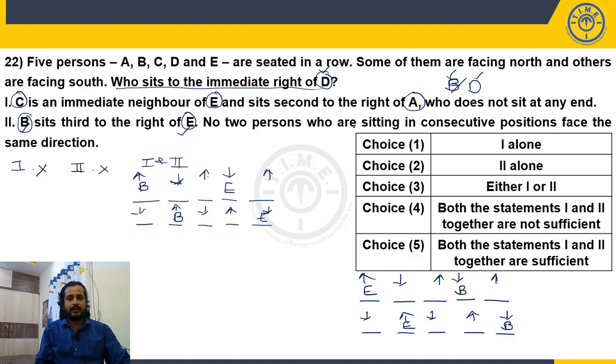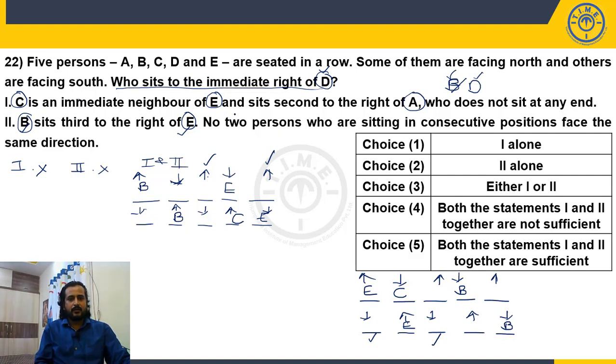But we don't know where exactly it is, but with the help of the second clue, we got this much. What is given next? C is an immediate neighbor of E. In this case, this is the only possibility for C, because C is an immediate neighbor of E. Here, C may be in one of these two positions. That we cannot decide in this case.